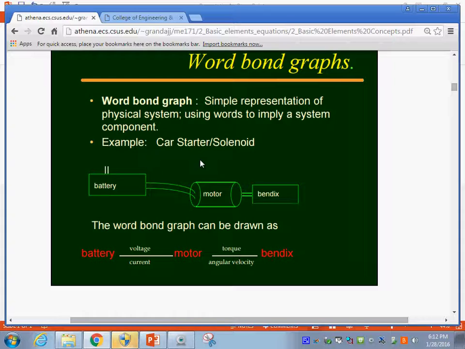This is a system that you used when you started your car this morning. You started this morning with a battery giving a voltage to the starting motor, and the starting motor rotating this so-called Bendix in there, which is a little gear that starts your car.